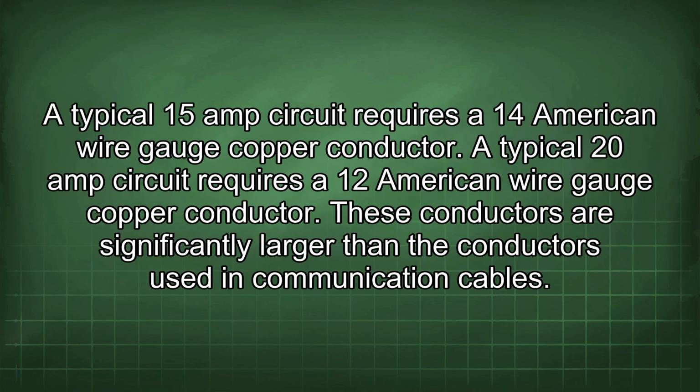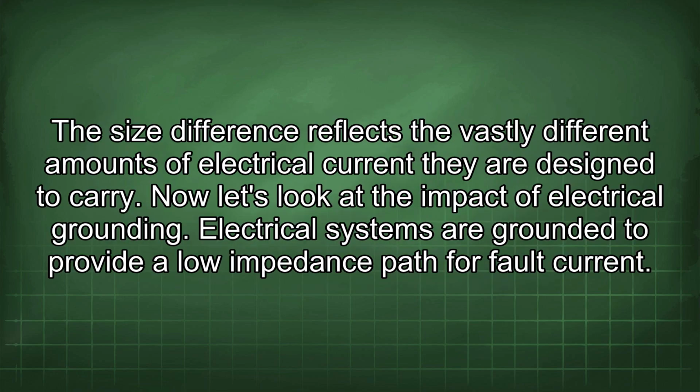A typical 15-amp circuit requires a 14 American wire gauge copper conductor. A typical 20-amp circuit requires a 12 American wire gauge copper conductor. These conductors are significantly larger than the conductors used in communication cables. The size difference reflects the vastly different amounts of electrical current they are designed to carry. Now let's look at the impact of electrical grounding.